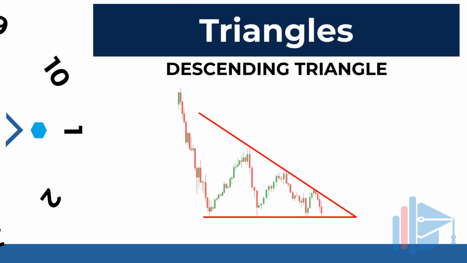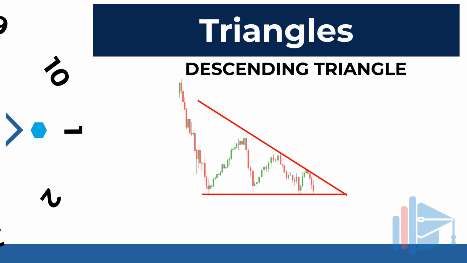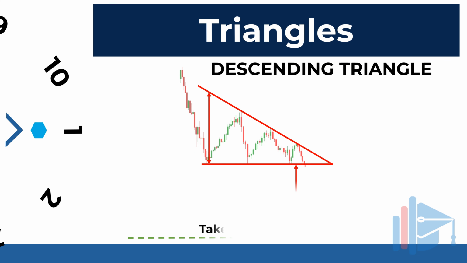Descending triangles can act as either reversal or continuation patterns, depending on the preceding trend. However, they are generally associated with a higher probability of a bearish breakout.